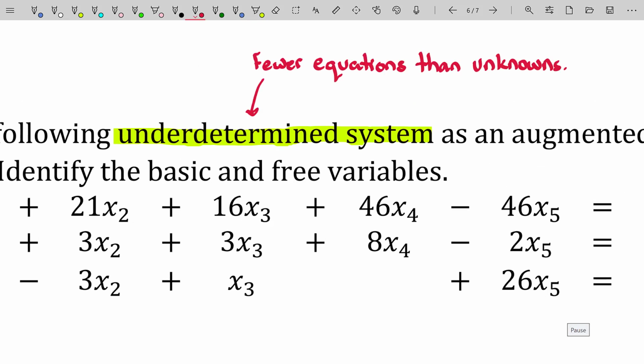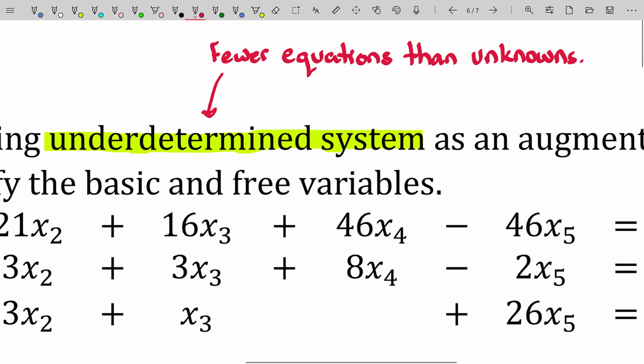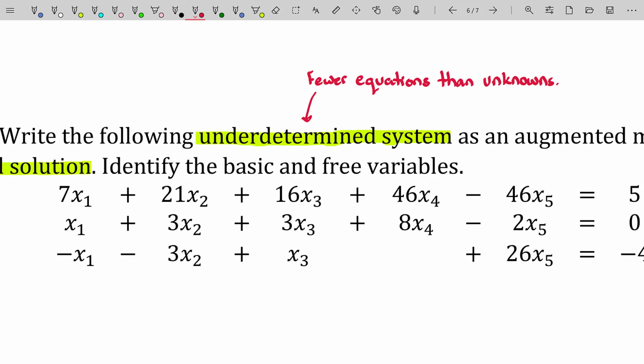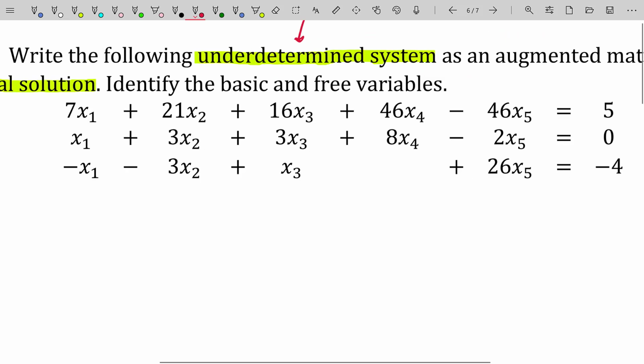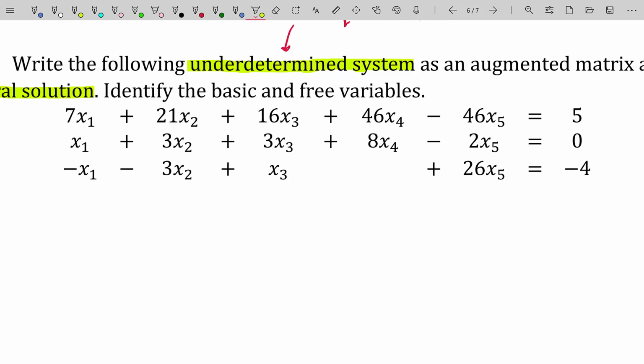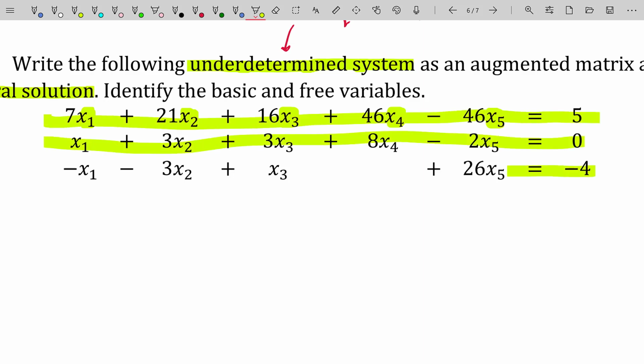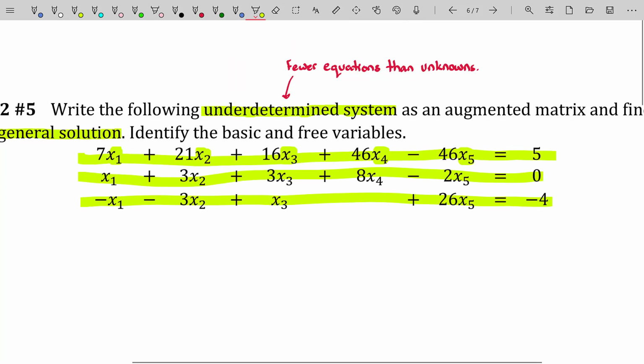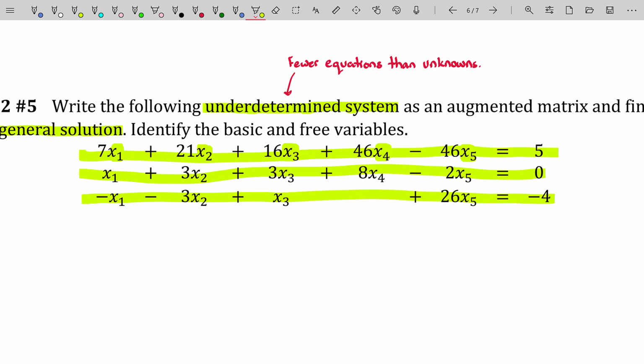In a very basic sense, an underdetermined system is a system with fewer equations than unknowns. So if you take a look at this system of equations, we have 1, 2, 3, 4, 5 unknowns. Unfortunately, we only have 1, 2, 3 equations. So therefore we have fewer equations than unknowns, and by definition we would call that an underdetermined system, mainly because you can't determine an exact solution for this system.